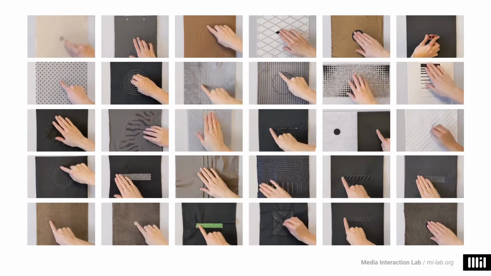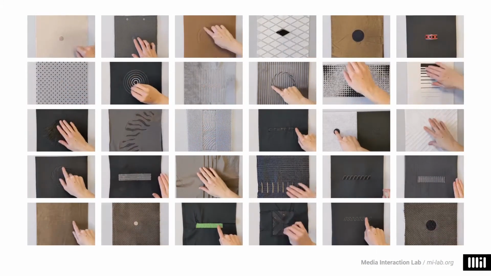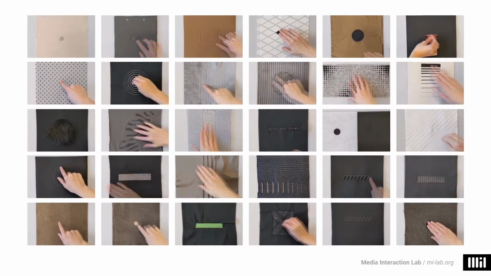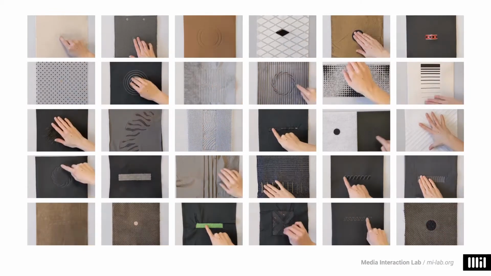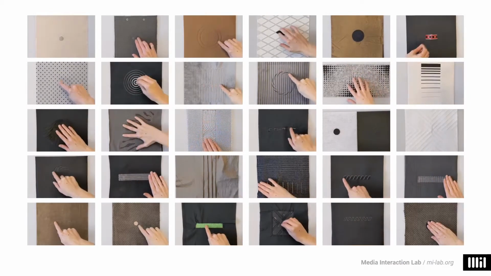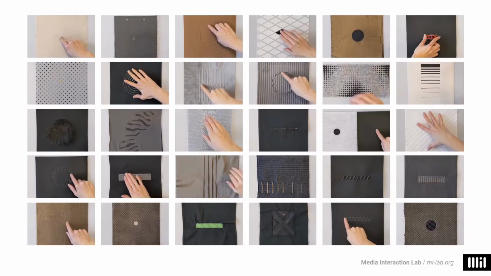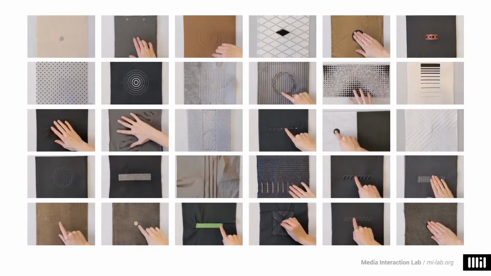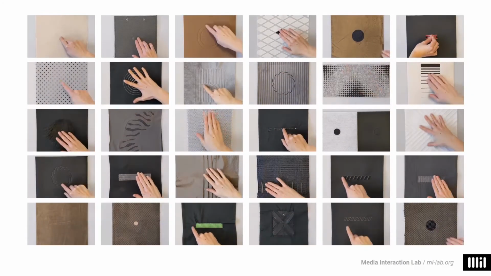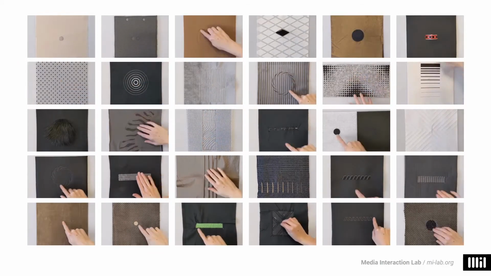William Gaver defines these and all properties of the world that are compatible with and relevant for user interaction as affordances, and in the following minutes I will present how we applied this theory to the development of our 30 samples of textile user interfaces that you can see in this slide.